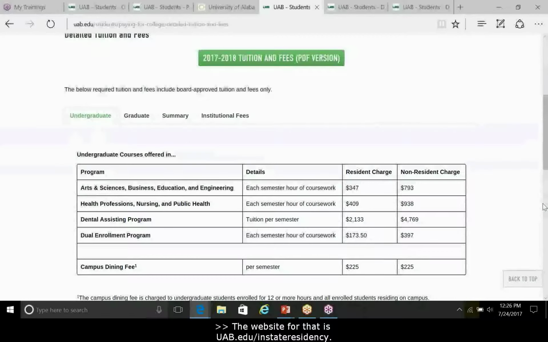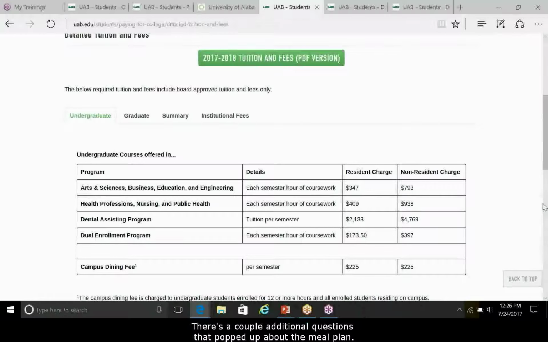The website for that is uab.edu/in-state residency. It should take you directly to the webpage and the application. And the application is also in BlazerNet under links and forms. We try to make it as accessible in as many ways and opportunities as possible.